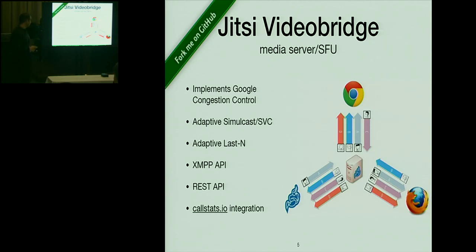For the participants. We also have the protocol that we're using to communicate with the Jitsi Videobridge, which is XMPP. We also have a REST API, so you're not bound to use XMPP if you don't like it, or if you can't integrate it. We have call-stats integration, call-stats.io, and the same applies for the Jitsi Meet client that we showed in the previous slide.